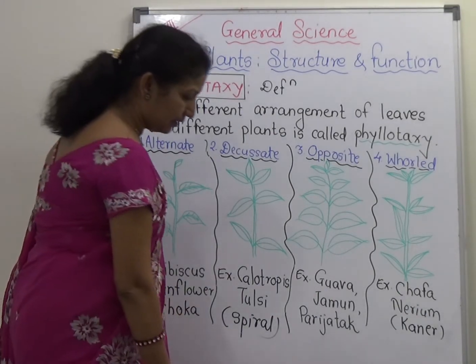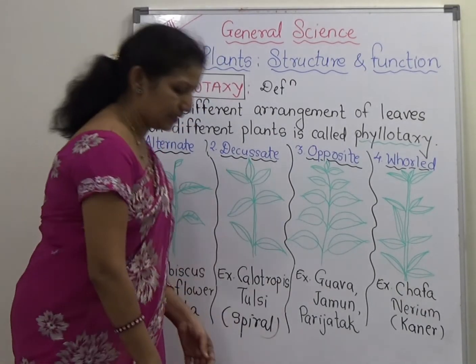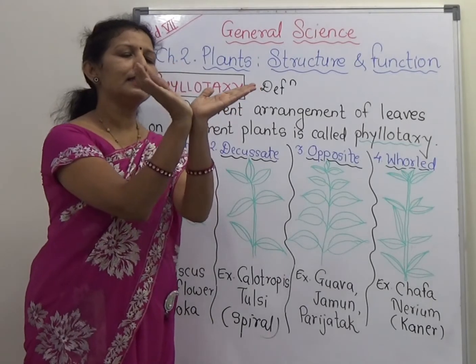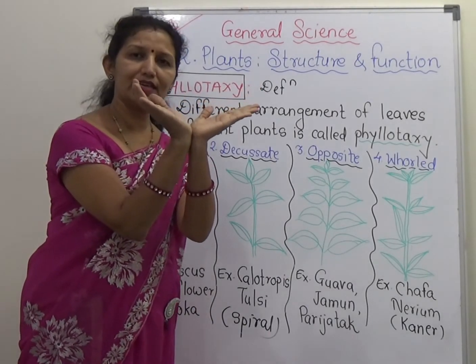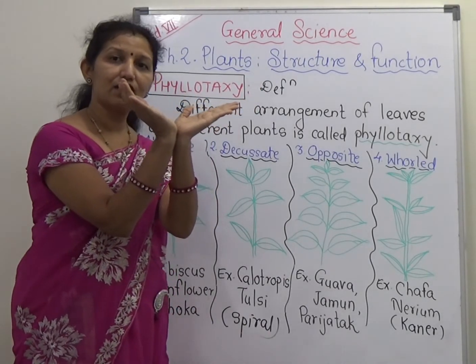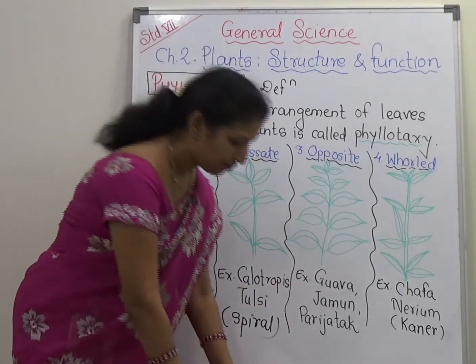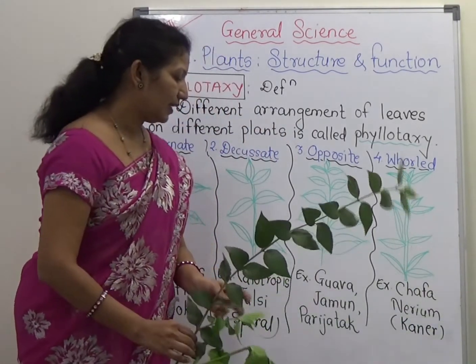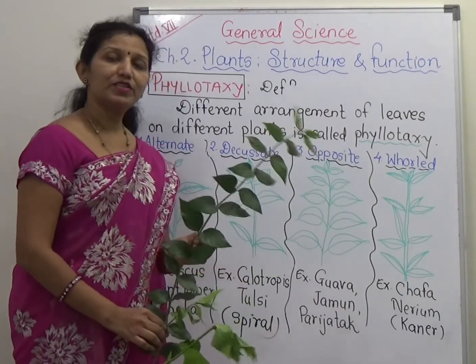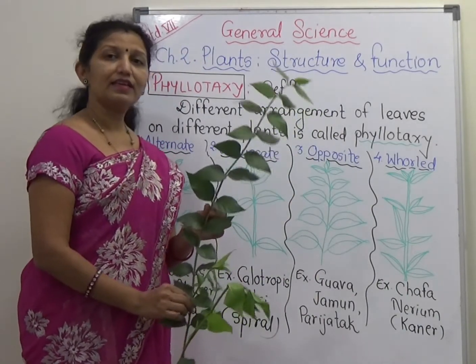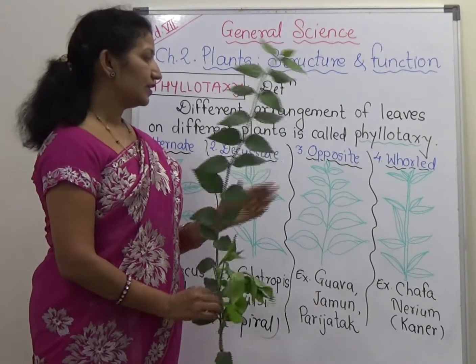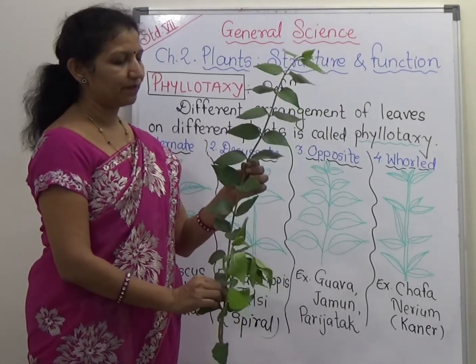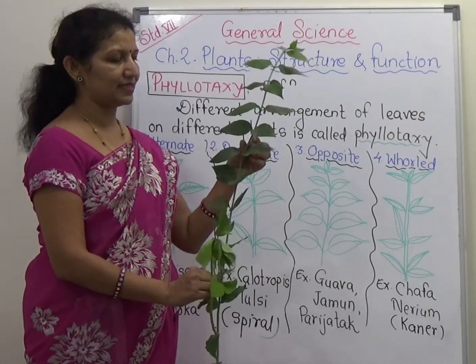Now, the third one, opposite. Opposite means they are arranged on a single node, but they are arranged oppositely, opposite to one another. Now, the examples are guava, jamun, Parijatak. These are the examples of opposite phyllotaxy.